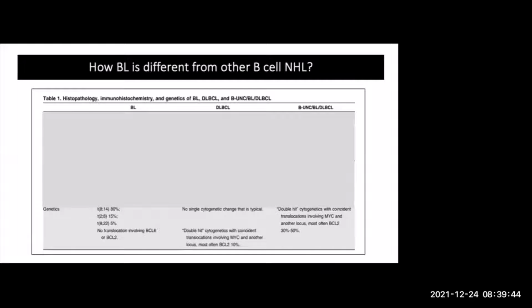On cytogenetic testing, Burkitt's lymphoma carries MYC translocation, usually in the form of t(8;14), and rarely we see t(2;8) or t(8;22). Important to remember that there is no characteristic abnormality to define other high-grade B-cell lymphomas.